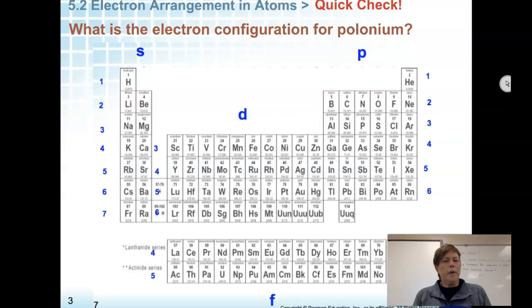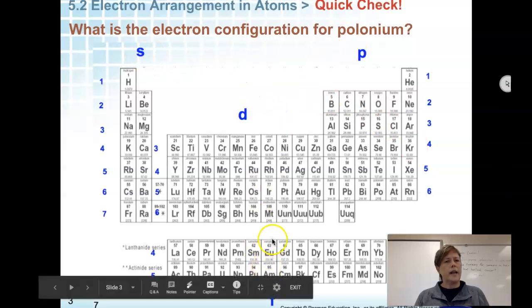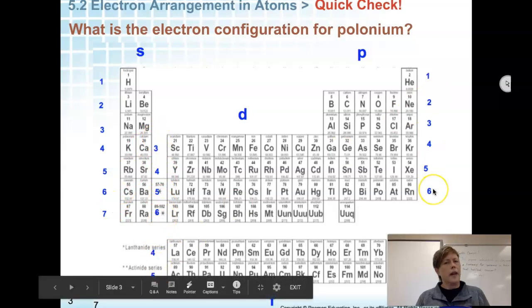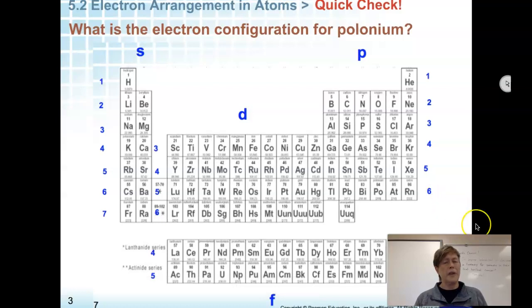I'm hoping that you were thinking about your periodic table in terms of the placement of the energy levels and also the orbital types. You know that it's SPDF, you need to memorize that, and you need to know the energy levels. Okay, you've got to memorize that. We will give you a periodic table on the test, but we're not going to give you that information, so make sure you memorize it. We're looking at polonium. It's right here.